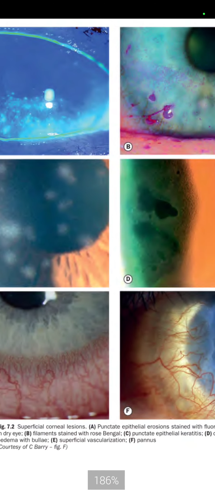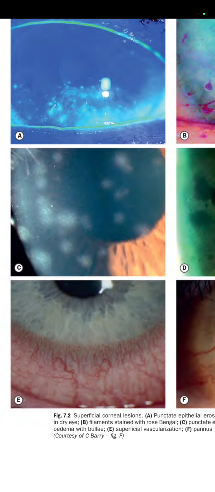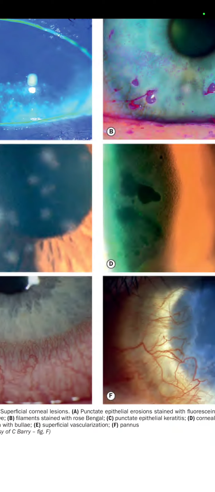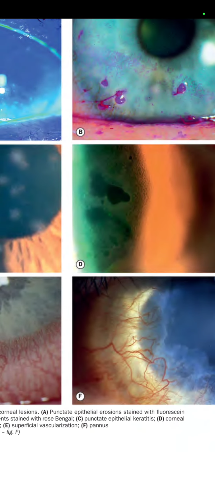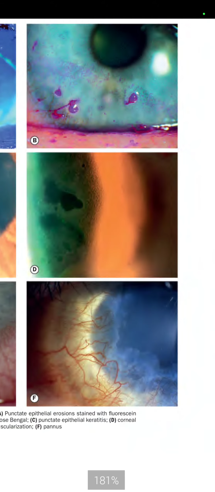So you can see the figure 7.2E. You can see the superficial vascularization, but there is no edema. But in pannus formation, there is a subepithelial change, which is, you can see that there is an opacity in the cornea as well. You can see there is a whitish thing as well in here.